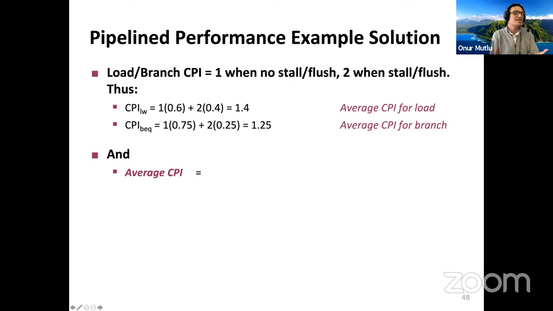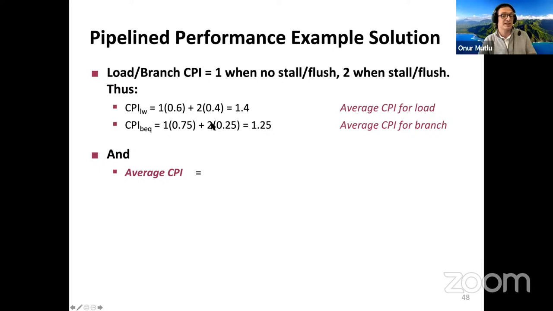So we discussed that for 60% of the loads, there's no instruction that requires a value right after it. So CPI is one times 0.6 plus two cycles times 40%, because 40% of the time, the load takes two cycles effectively. So the CPI of the load is 1.4 in this case. CPI of branch can be calculated in a similar way. 75% of the time, the branch doesn't cause any flush. It's correctly predicted. As a result, you finish one instruction per cycle, but 25% of the time you flush an instruction. So this is really 1.25, as you can see.